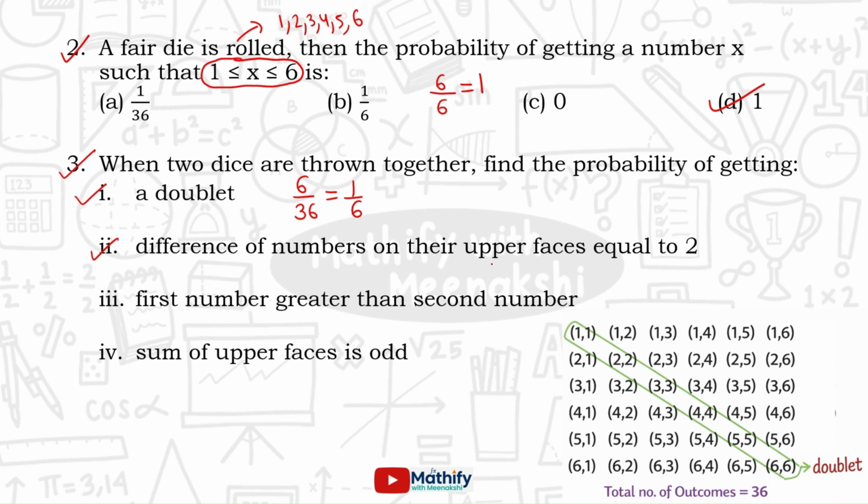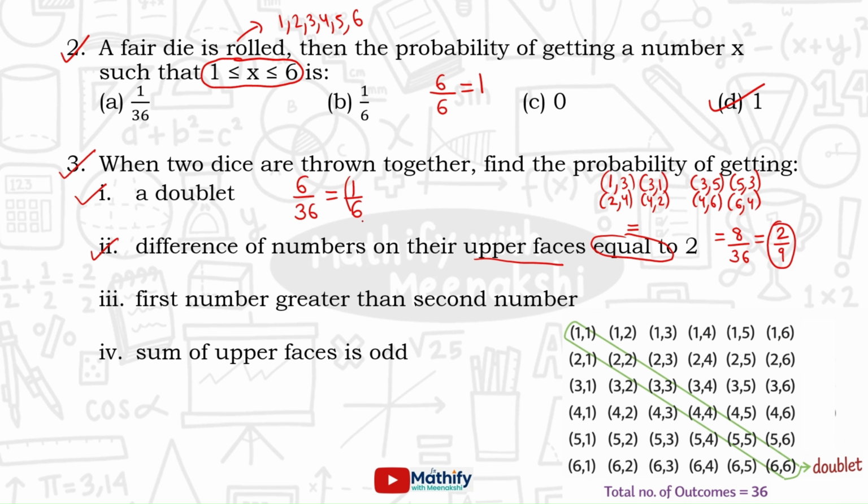Difference of numbers on their upper faces is equal to 2. When we say difference, that doesn't mean first minus second or second minus first. You can take in any order. So let's take 1 3, 3 1. Here the difference is 2. Then 2 4, 4 2. Then 3 5, 5 3. 4 6, 6 4. Now we can't take after that because 5 7 and 7 we don't have. So how many possibilities are there? Favorable are 8 and total are 36. If you cut with the table of 4, you will get 2 by 9.